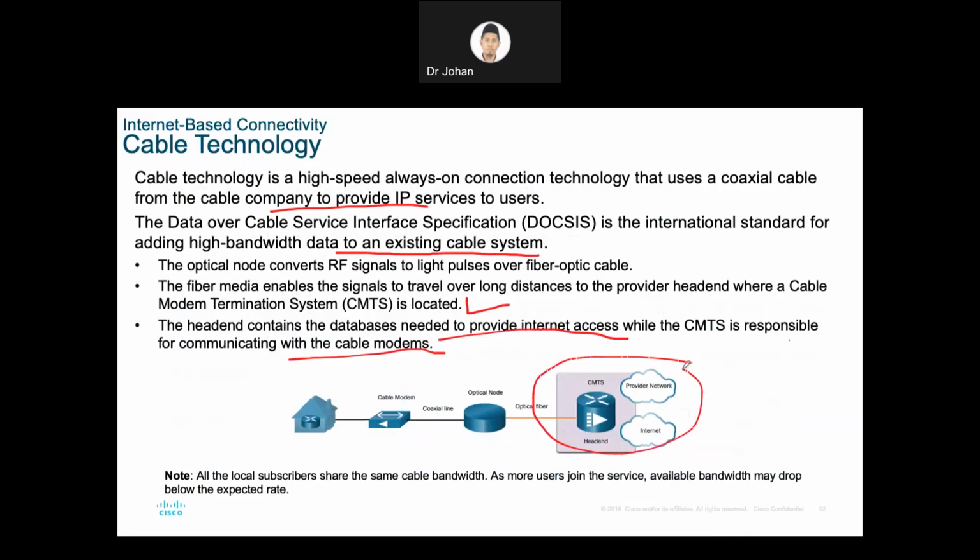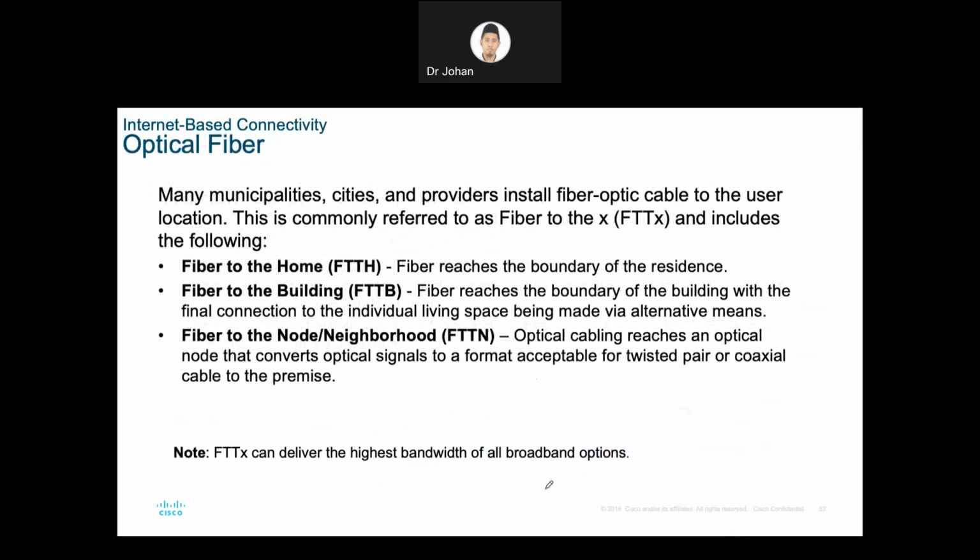All right. So all the local subscribers share the same cable bandwidth. As more users join the service, available bandwidth may drop below the expected rate. So what happened? It shrinks, right? Because if there are more users, the bandwidth will shrink.